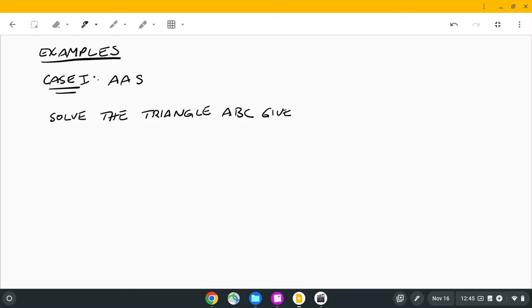Okay, so case 1. Let's do the case where you have angle angle side. Okay, so let's solve the triangle ABC given that A equals 30 degrees, B equals 70 degrees, and lowercase a is 8.0 centimeters.